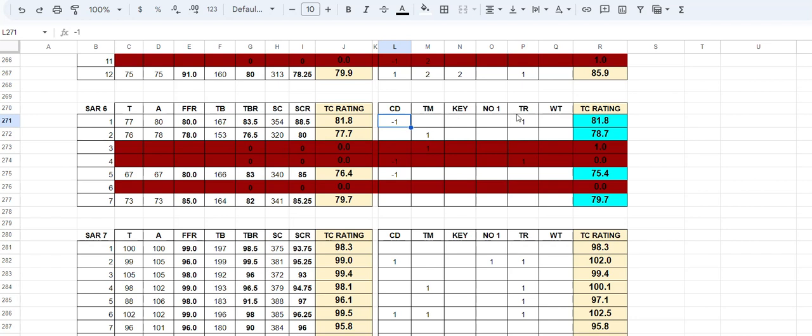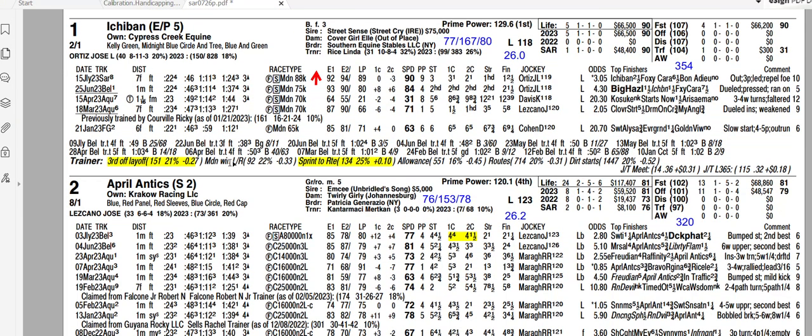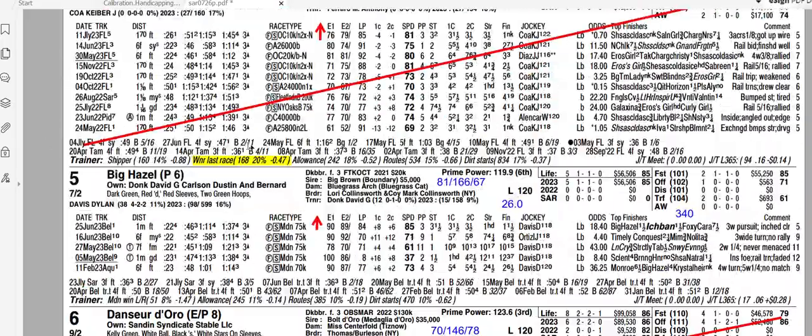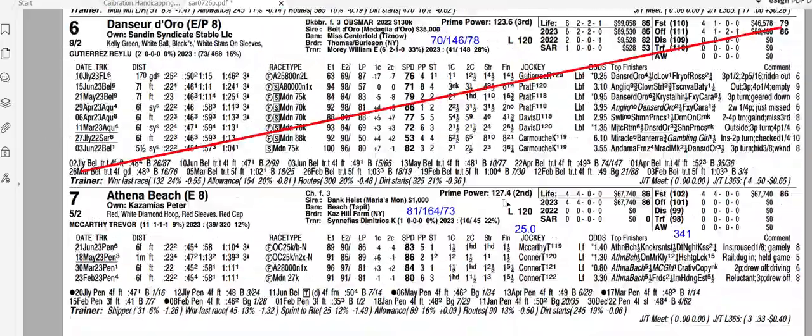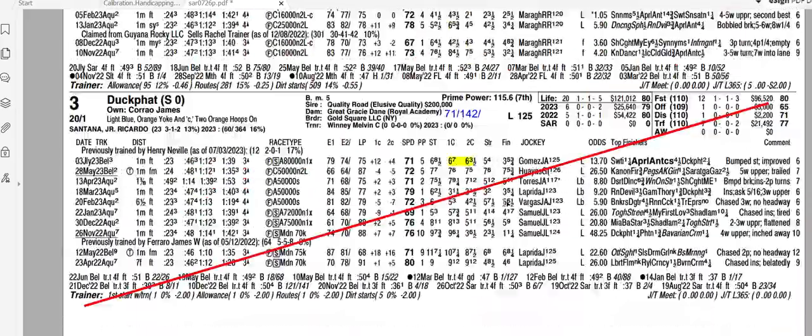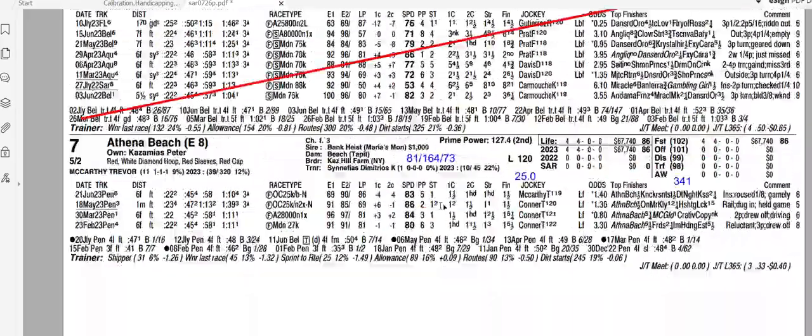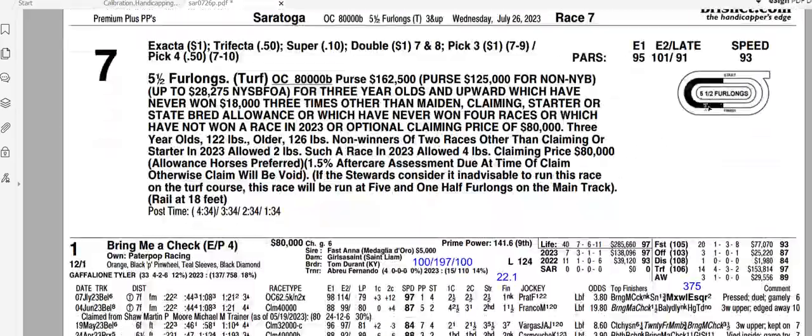This is a -1. So the only horse that really got helped at all with the qualitative factor is the 2, coming off the turn move. So we have the 1, 2, 5, and the 7 as our contenders. So we have 2 to 1, 8 to 1 morning line, 7 to 2, 5 to 2. So kind of chalky there. Okay, let's look at the 7th, 5.5 on the turf.